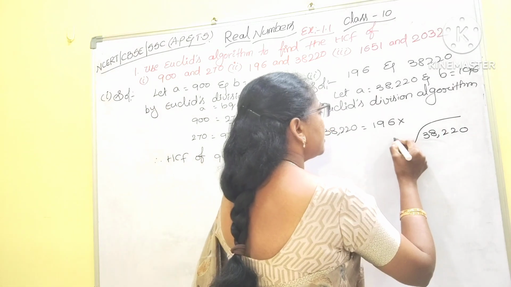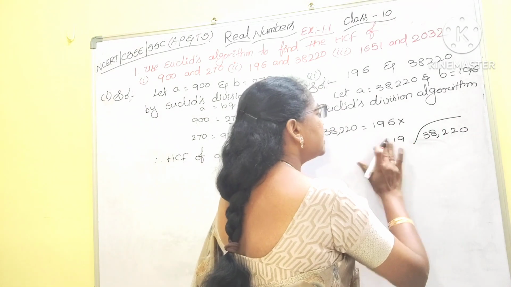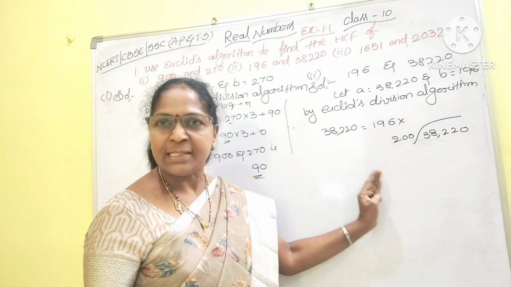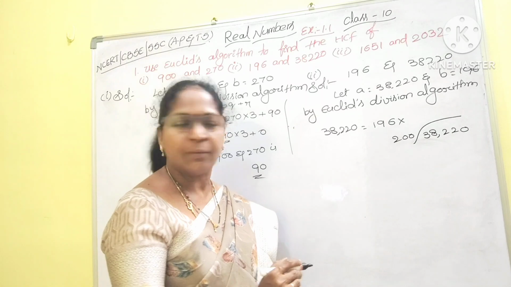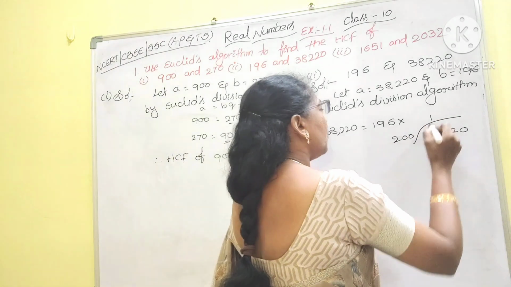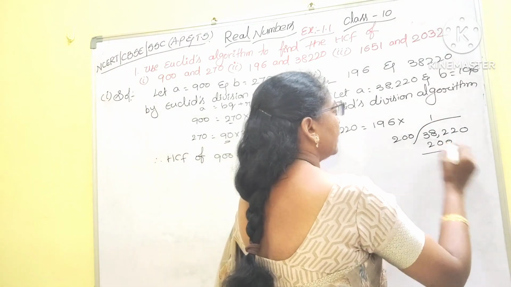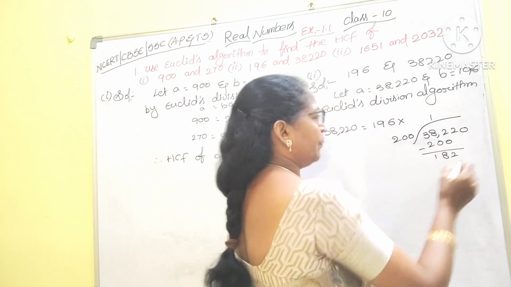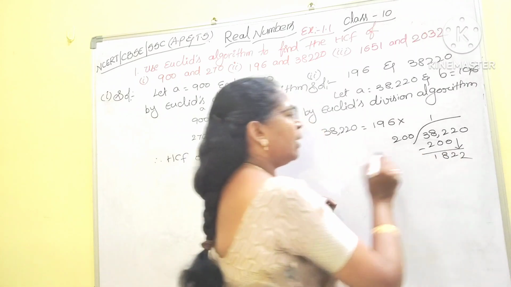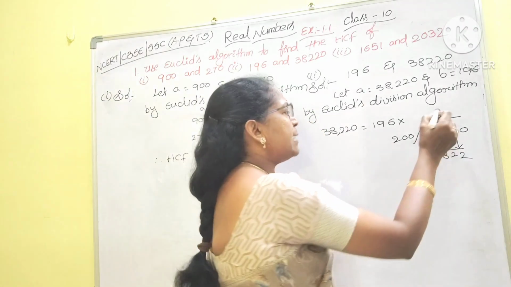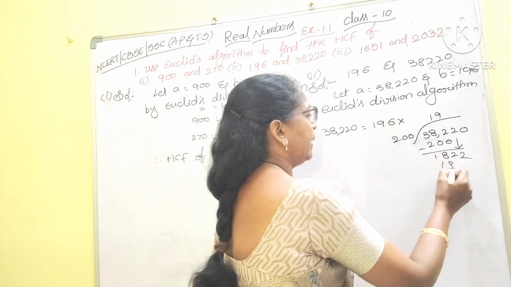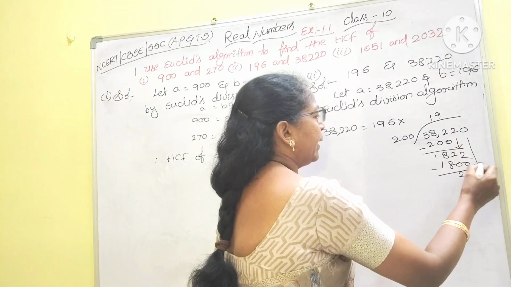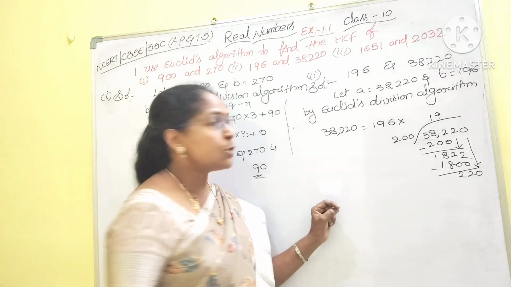Just I will show here. In 38,220, 196 is nearest to 200. You have to consider it like this; just the nearest value can be found out this way. So in this one time, again the balance here is 281. Next 2 take down. Again in this, 2 nines are 18, so 1800. Again subtract 22. Again 0 you are getting. So how many times?